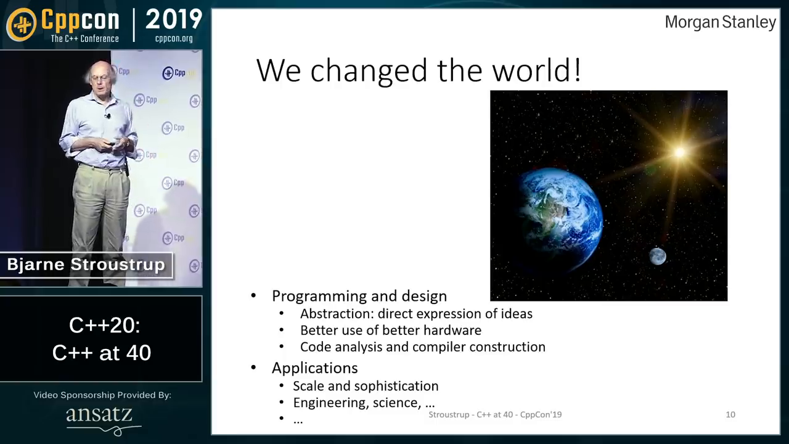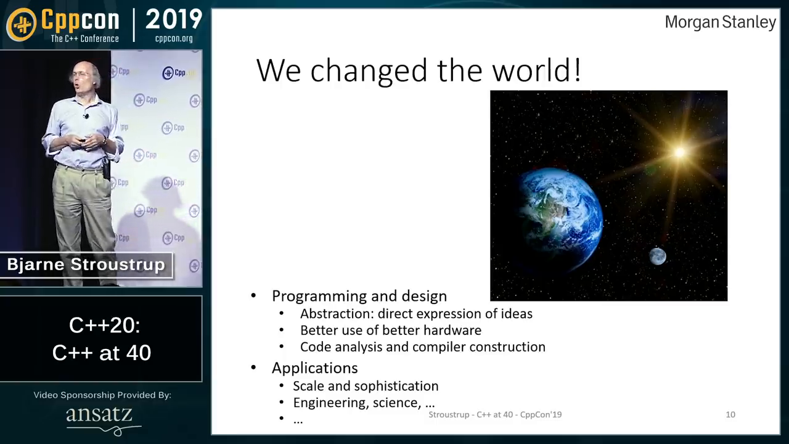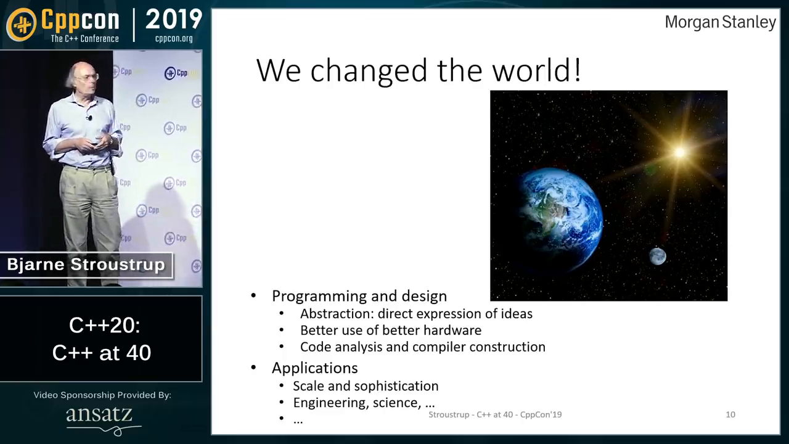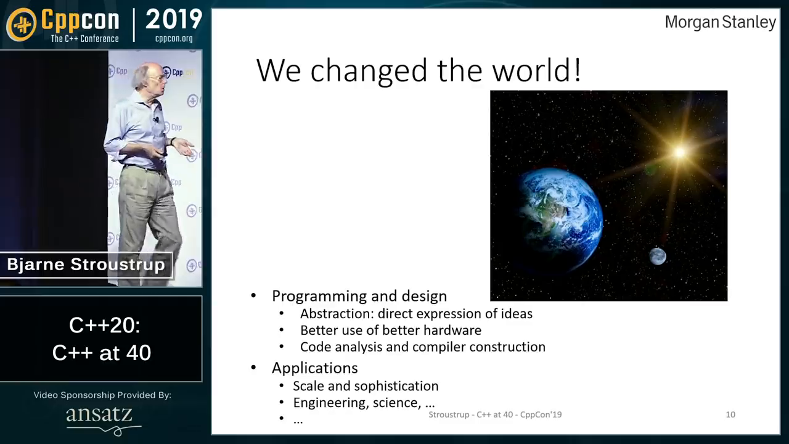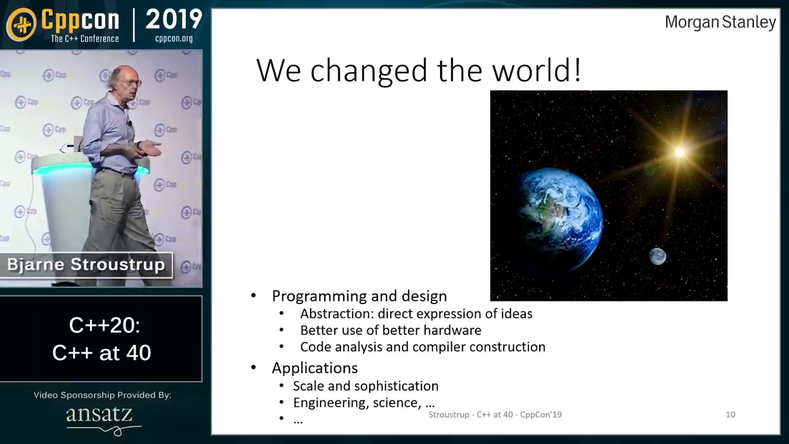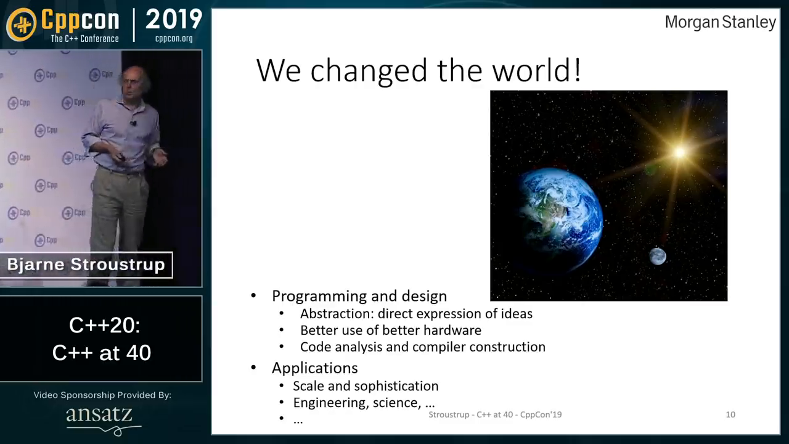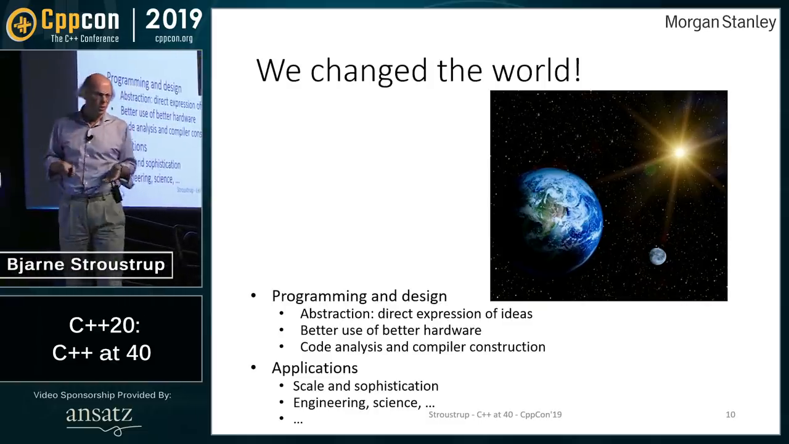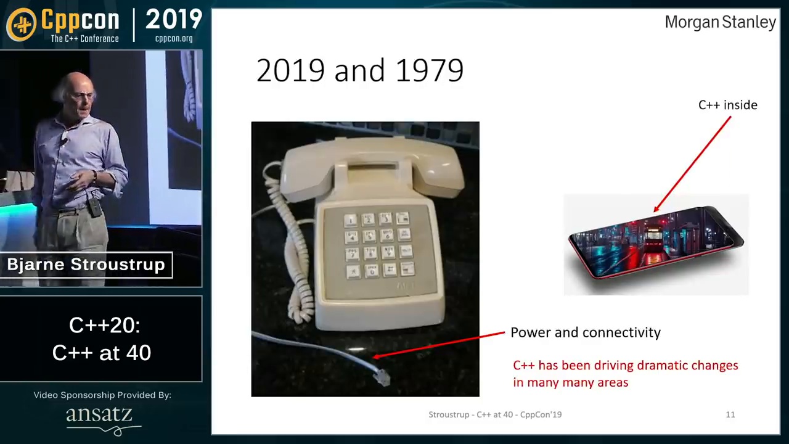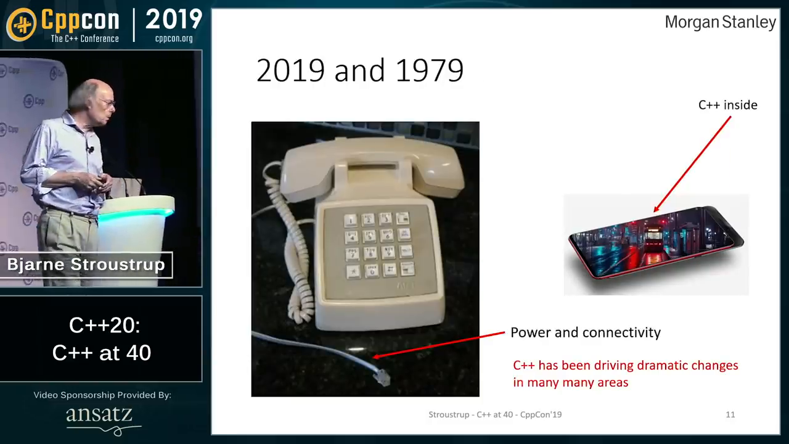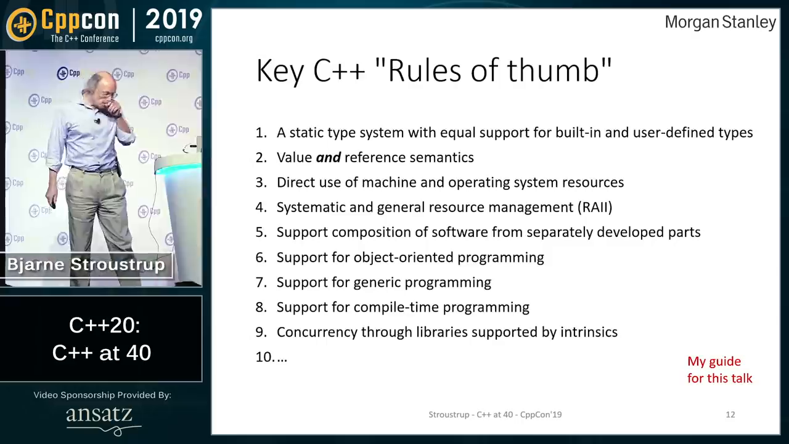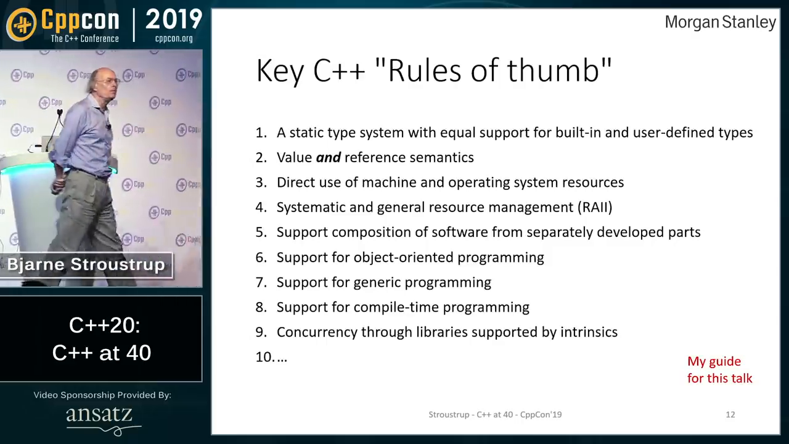And then, of course, the applications: the scale is just enormously different from what it was. Sophistication is enormously different from that. C++ has had a major impact in science and engineering. I mean, there's a reason I've gotten the highest awards for engineering and such. We've done well. Okay, so yeah, there's been change. C++ has been key to some of those dramatic changes. So let's get back to code.